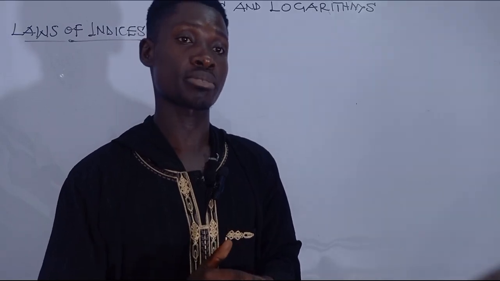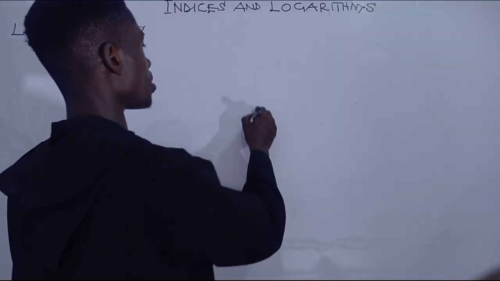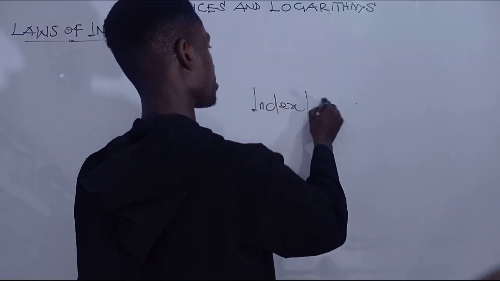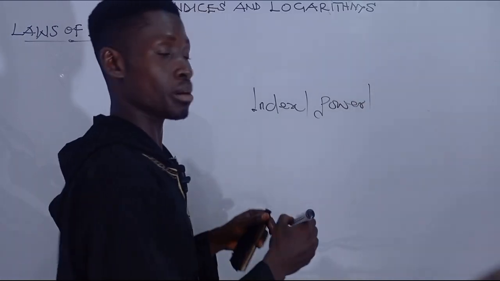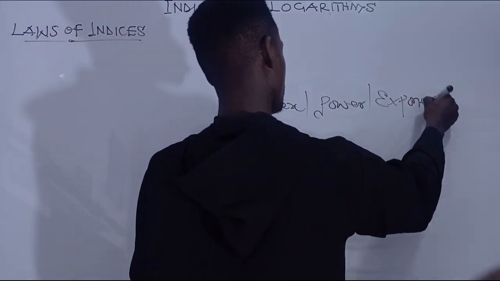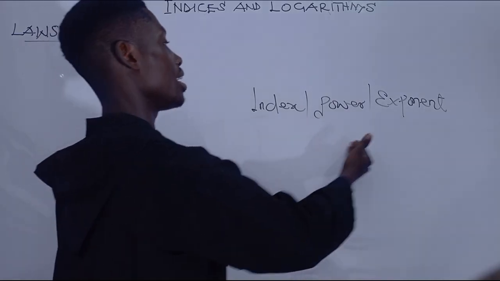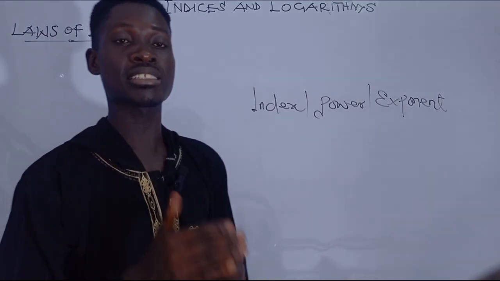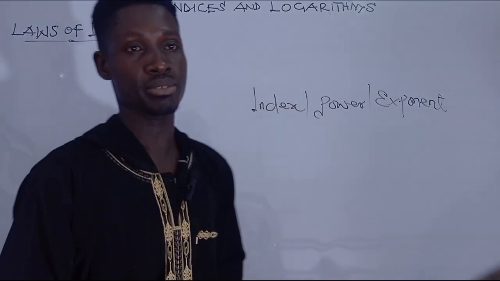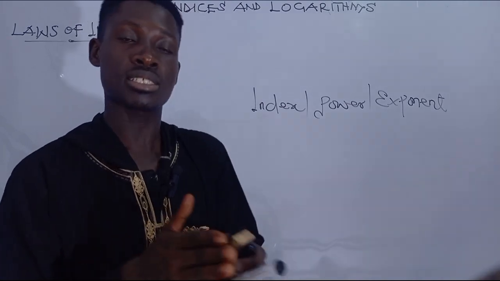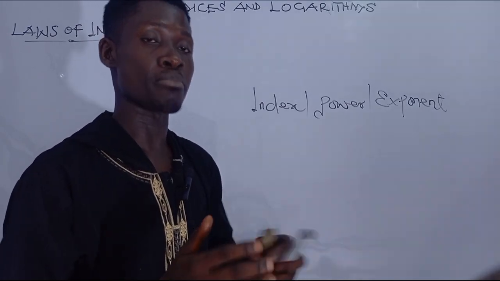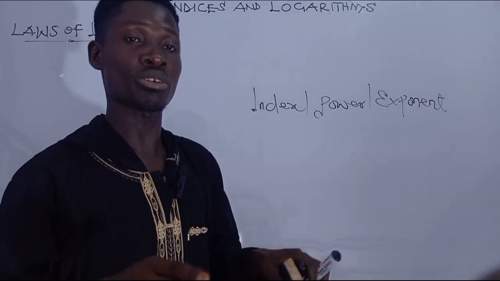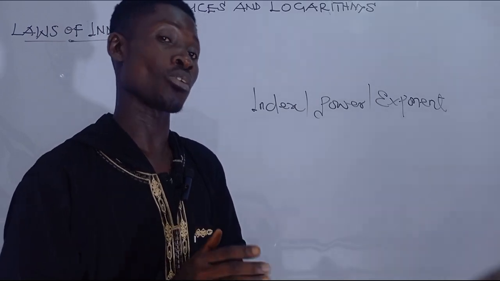Let's start with indices. Now, indices is the plural form of the word index. And index means power. It's the same as what? Exponent. So index is the same as power and it's the same as exponent. When we talk about indices, it is the study of powers of numbers. In other words, it is a simple way of writing numbers. The task of multiplying a number by itself a number of times gives rise to the idea of indices.